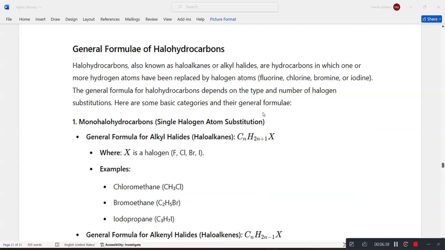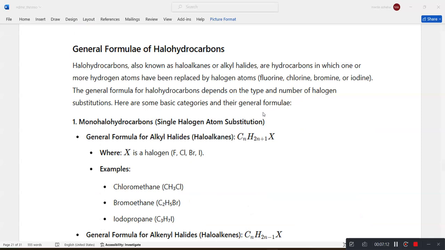Now, we wanted to also discuss in this video the halohydrocarbons. These hydrocarbons are very important, of course, and we will find that these are the hydrocarbons in which one or more hydrogen atoms have been replaced by halogen atoms. For example, fluorine, chlorine, bromine, or iodine.